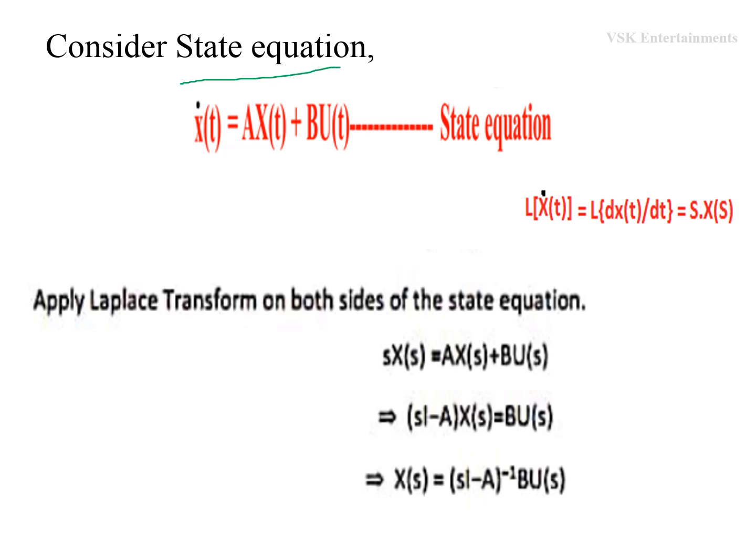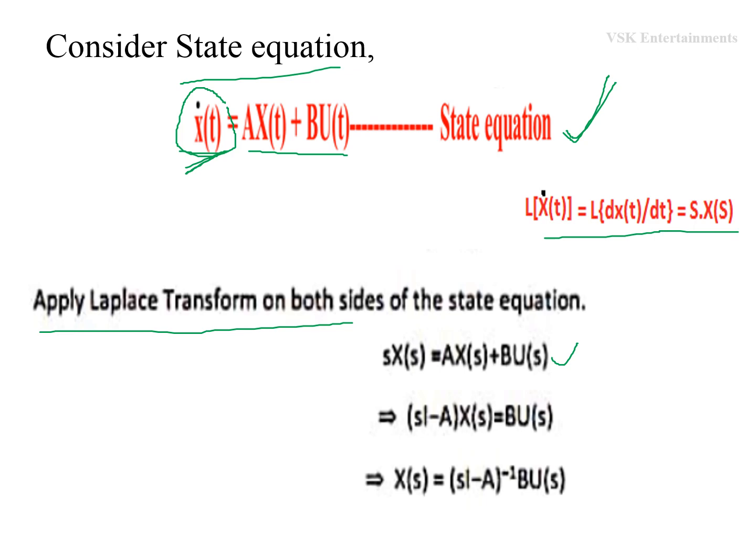First, consider the state equation, that is, x dot of t is equal to A into x of t plus B into e of t. That is the state equation of a system. Here x dot of t is nothing but the first derivative of x of t. Now apply the Laplace transform on both sides of this state equation. The Laplace transform of the first derivative, Laplace transform of x dot of t, is equal to the Laplace transform of dx of t by dt, that is equal to s into x of s. So the Laplace transform of x dot of t is s into x of s, that is equal to, here A is the constant matrix, so A into the Laplace transform of x of t, which is x of s, plus B, again a constant matrix, and the Laplace transform of e of t is e of s.